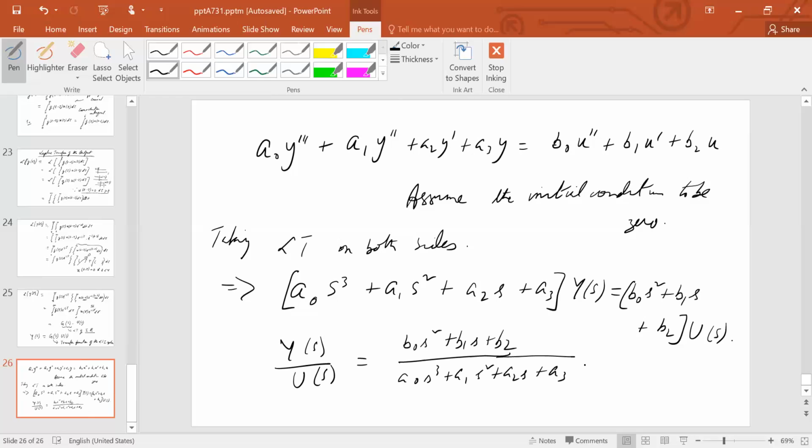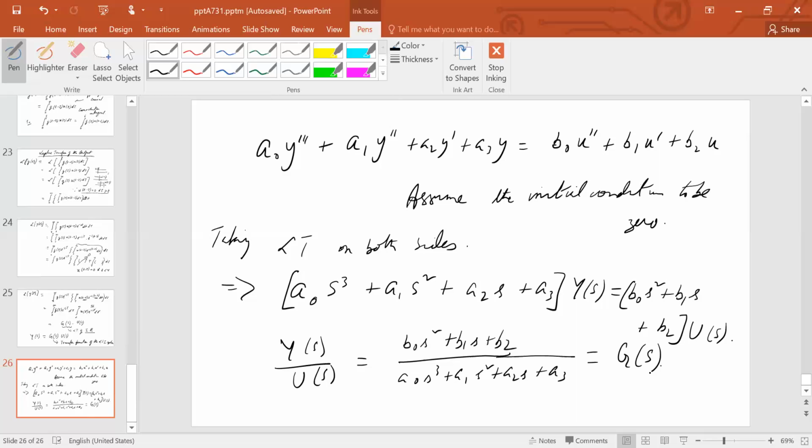Okay. And this is indeed the transfer function of this system. How do you know that? Yeah, the question arises, how can you verify that this is indeed so? Look at the definition of the transfer function. The transfer function is nothing but the Laplace transform of the impulse response.